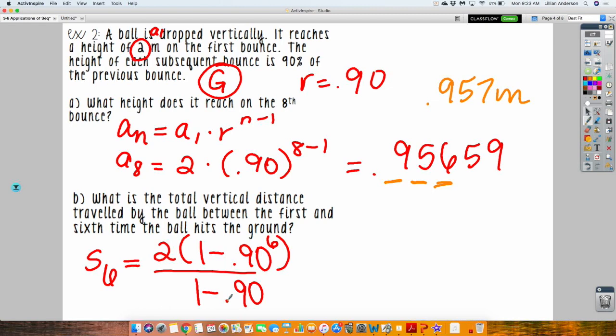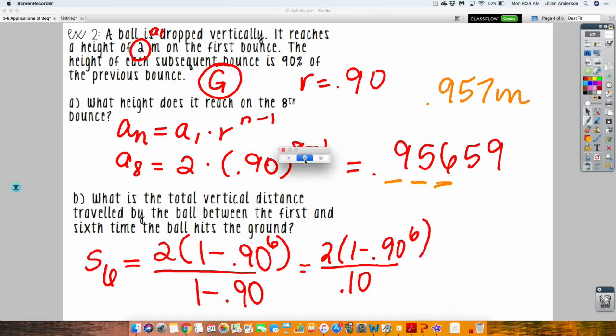So we need to figure out what this is. As tempting as it may be, do your best not to round until the very final end. So my suggestion is to go ahead and do 1 minus 0.90. What's 1 minus 0.90? 0.1, okay? Hopefully everybody knew that. In case you didn't, figure out what the denominator is. So that way when you do all of this up here in the numerator, you just have to divide by 0.10. So everyone now should be finding the sum of the first 6 bounces.